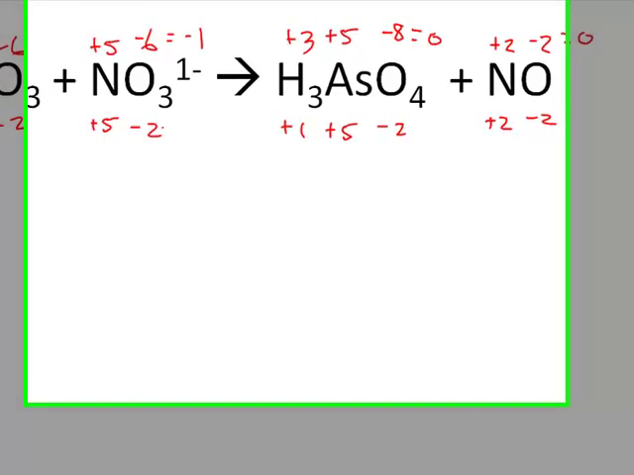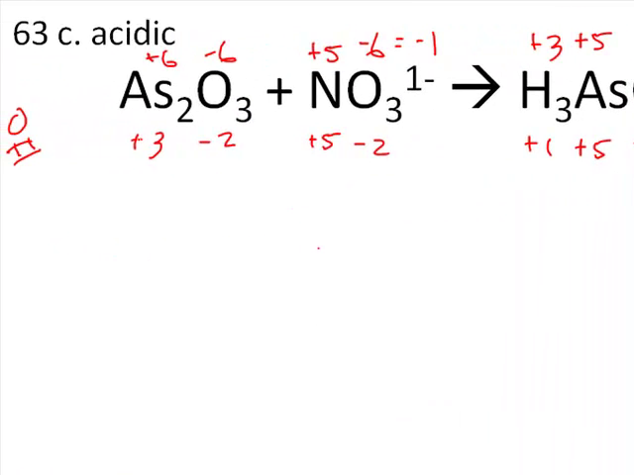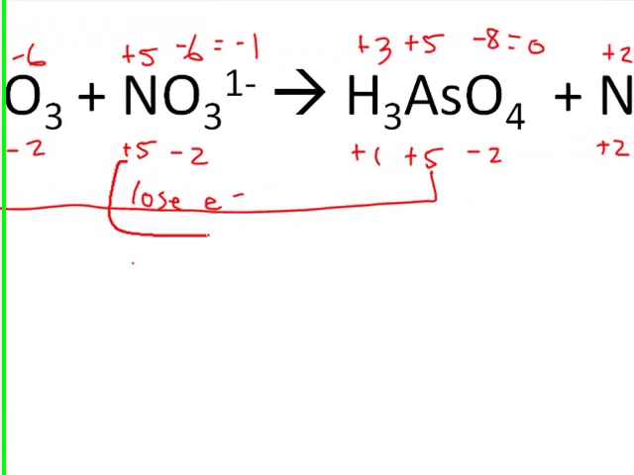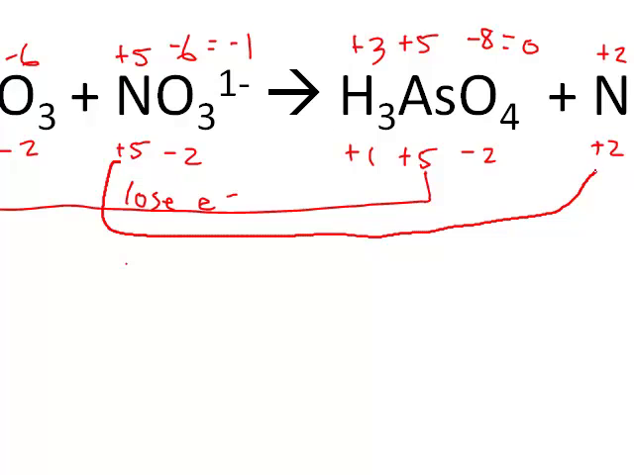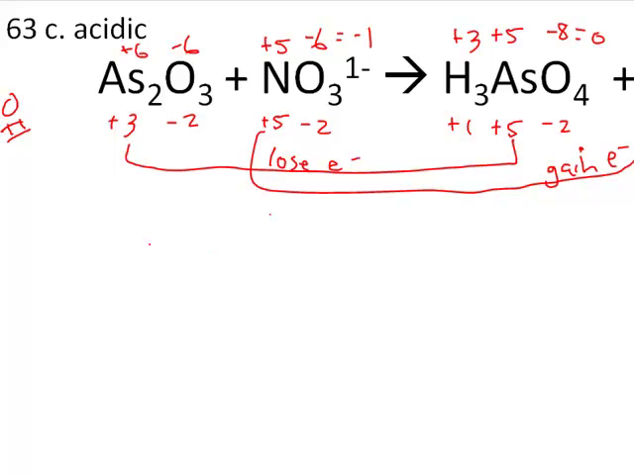Well, the oxygens here are always negative 2, so they are not being oxidized or reduced in this example. But the arsenic here goes from plus 3 to plus 5. So in order for it to do that, it has to lose electrons. And then we look at the nitrogen, plus 5 all the way over to plus 2. So it has to gain electrons in this process. So the arsenic's losing, the nitrogen is gaining.